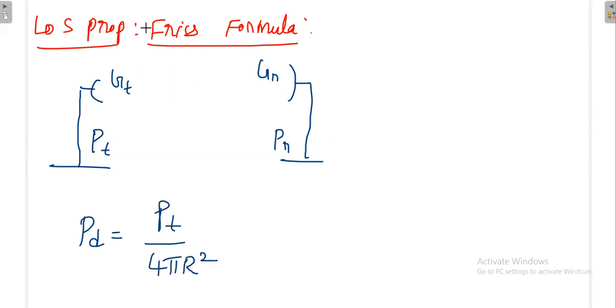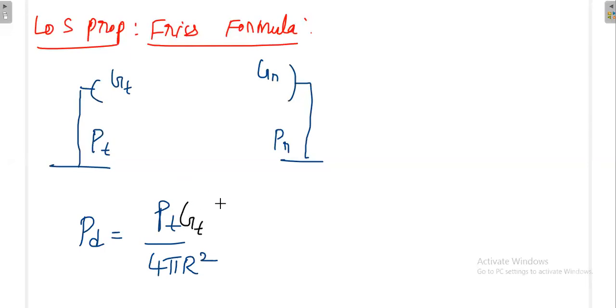In general, the power density is PT divided by 4 pi r square. But I am not using the isotropic antenna, because for an isotropic antenna this is true. This is the power density. But I am going to measure everything here in the directional nature. I am using the practical antenna. That's why my power density will be multiplied by the factor of GT.